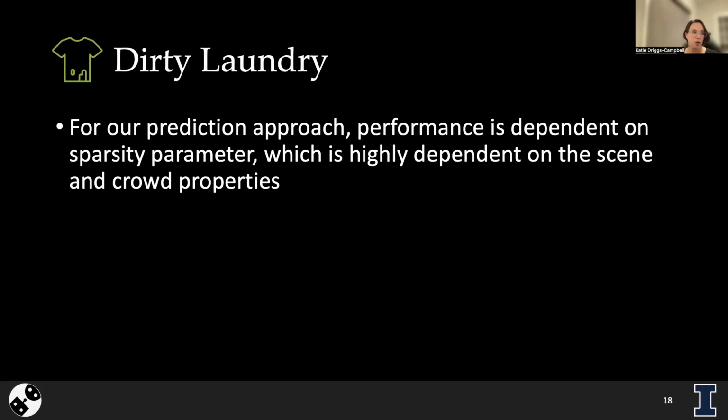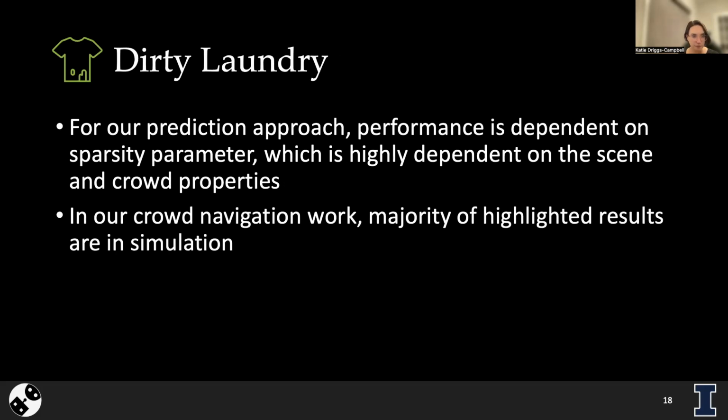For the prediction approach and the method that Zhe talked about, when we're thinking about this interaction graph, the performance of the prediction is very dependent on the sparsity parameter. That's one of the key insights, but it's very dependent on the scene, and it's very hard to select a priori. This is one of the extensions that Zhe is really interested in thinking about, but it makes the insights a little bit challenging.